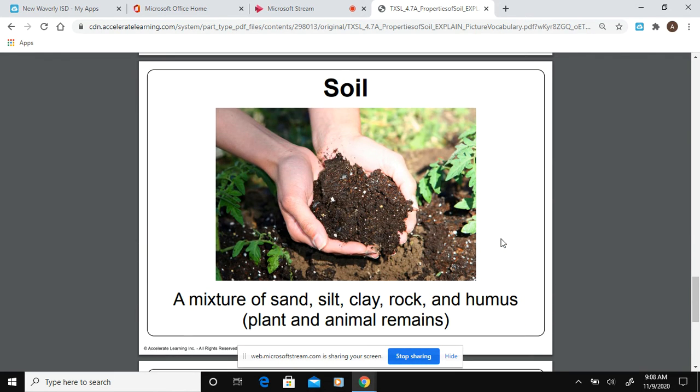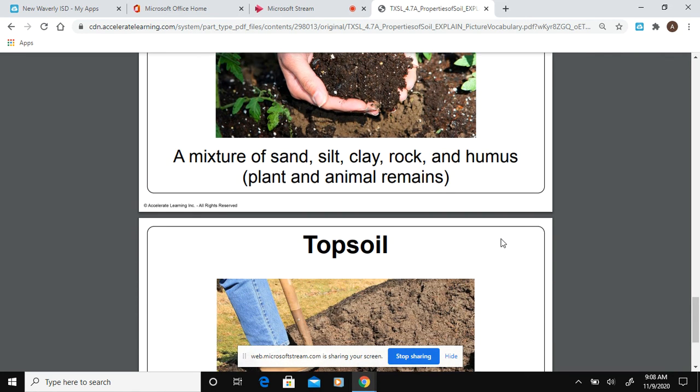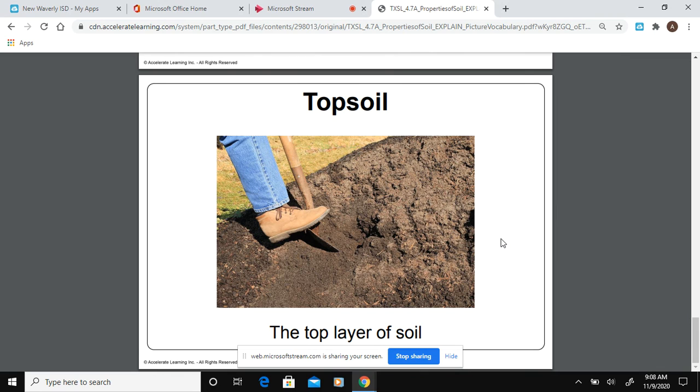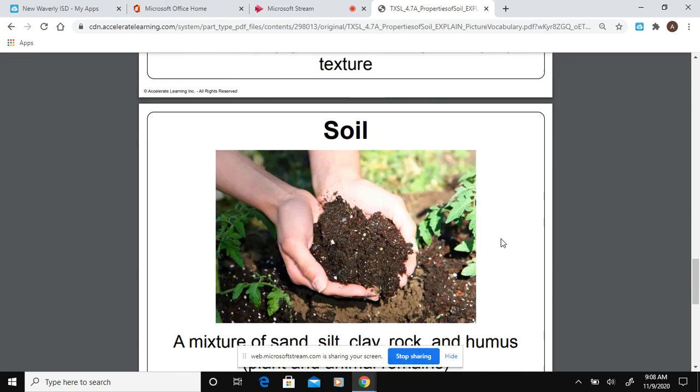Next is soil, a mixture of sand, silt, clay, rock, and humus, which is plant and animal remains. So that is what it's talking about when it comes to your vocabulary for soil. Next is topsoil. It's the top layer of the soil. That's pretty much straight up top, the top layer of the soil. And we already know what soil is based on our previous definition. So these are our vocabulary words for this unit for properties of soil.